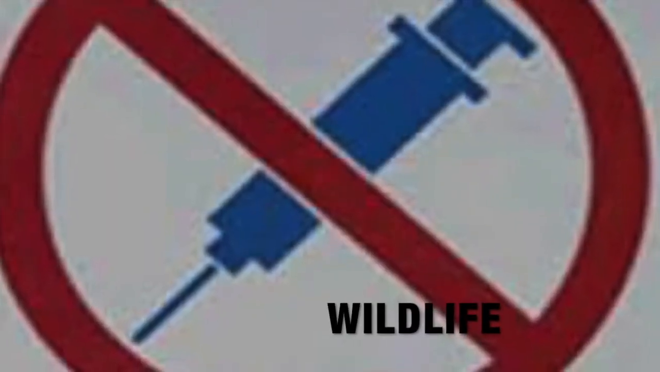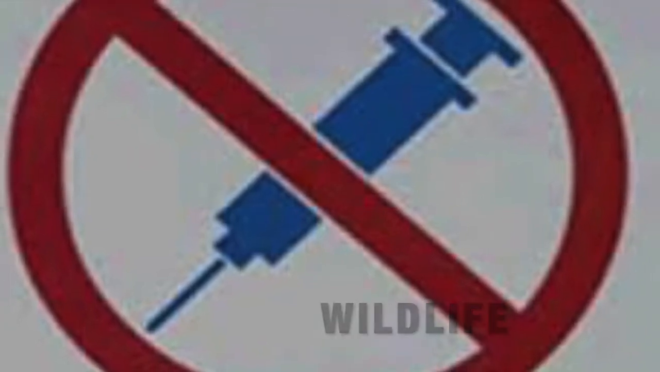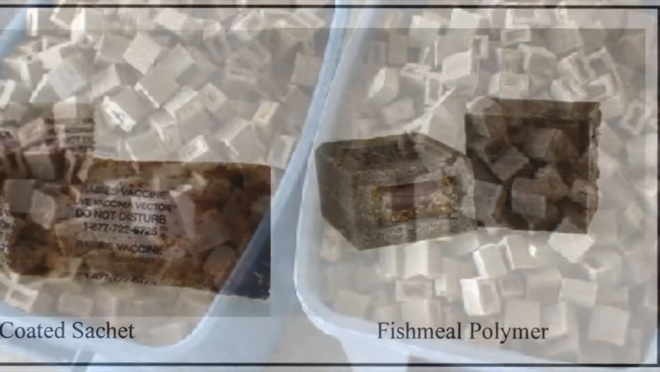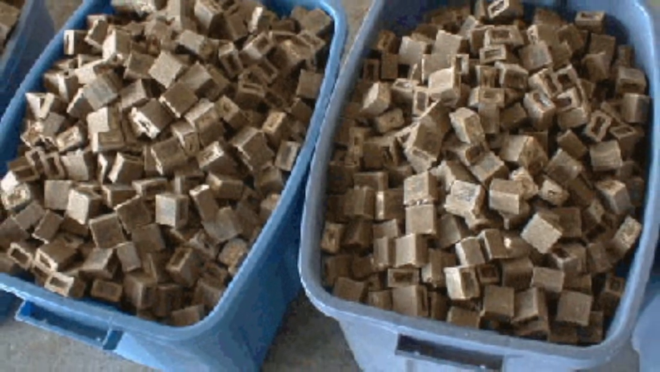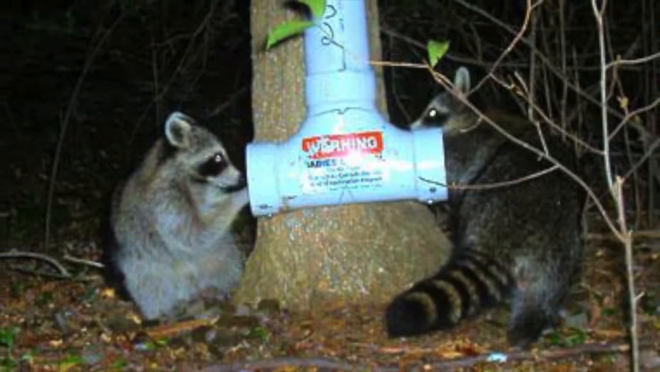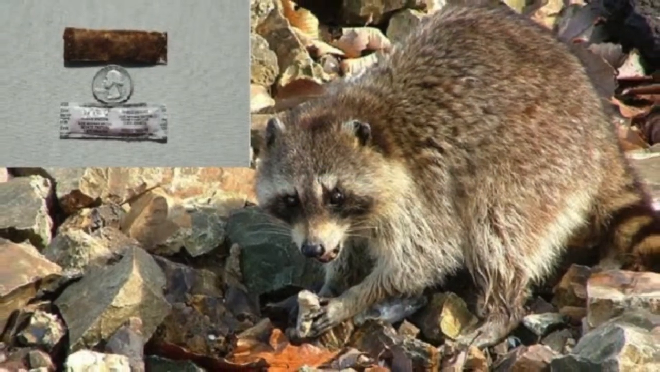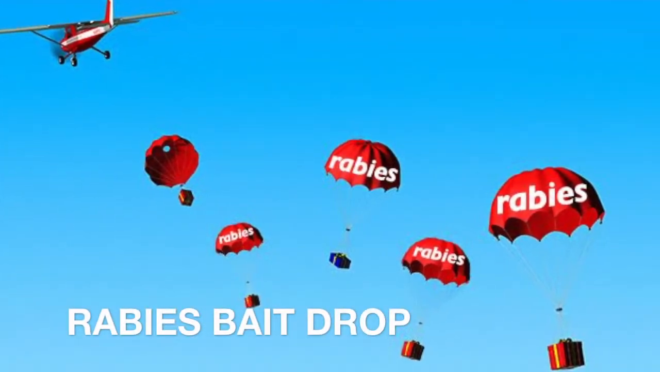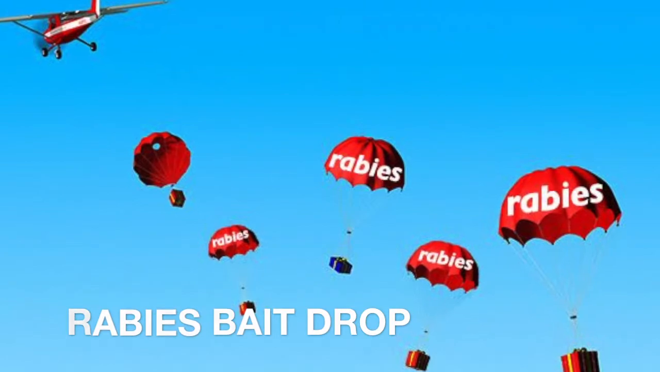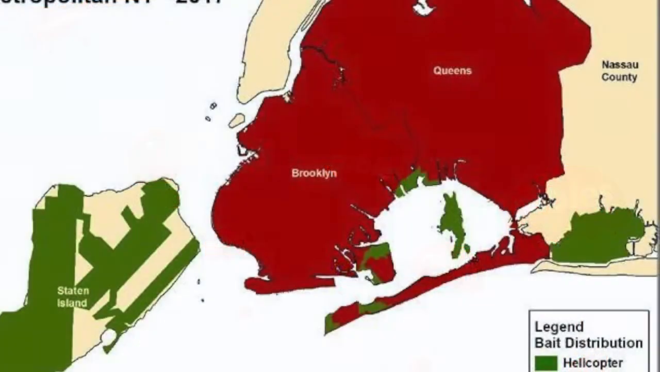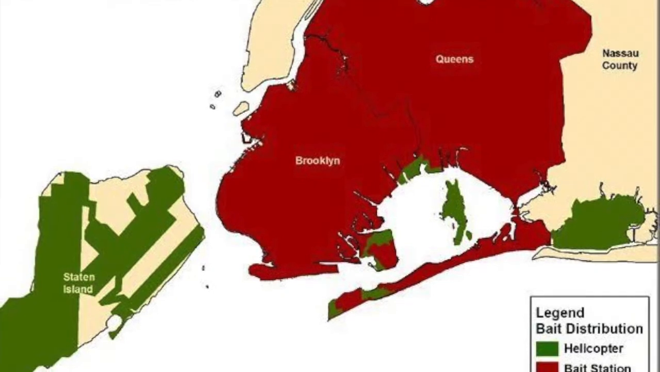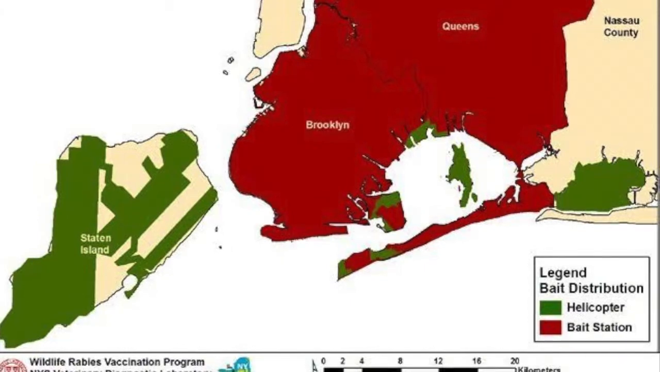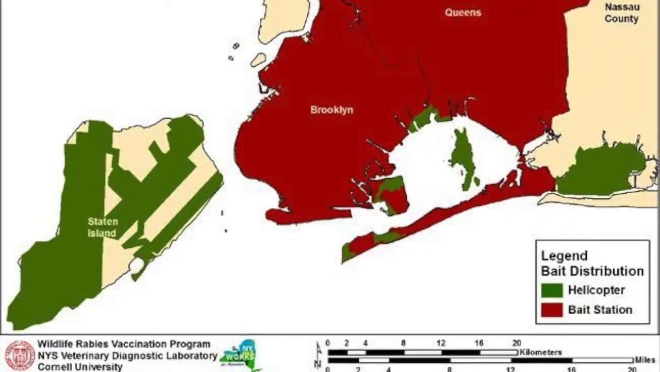There is no parenteral vaccine approved for the use in wildlife. Oral vaccines distributed in baits to control rabies in wildlife, like foxes and raccoons, have been effective. Rabies bait drops by way of helicopters have been initiated in Staten Island and parts of Nassau County, Long Island. Rabies bait stations have been prepared in Brooklyn, Queens, and parts of Long Island.